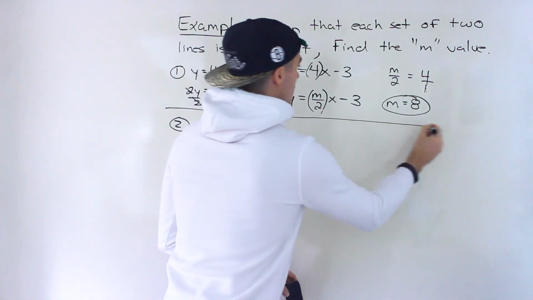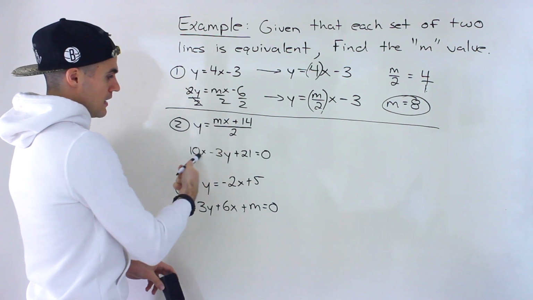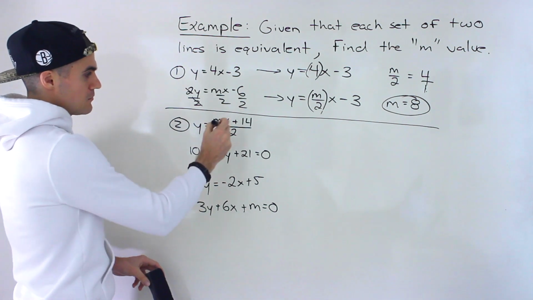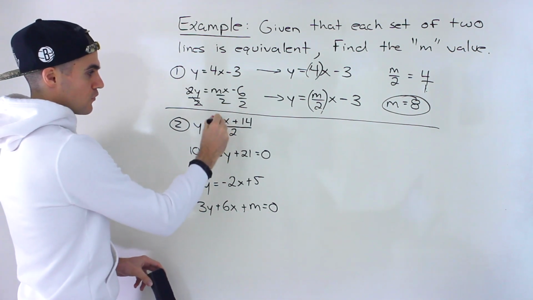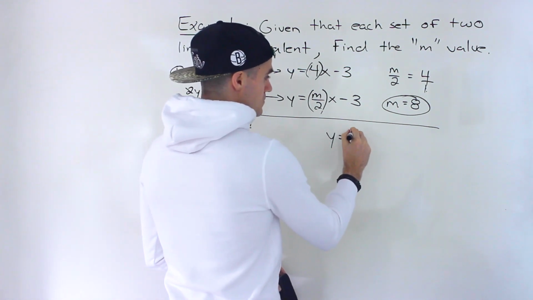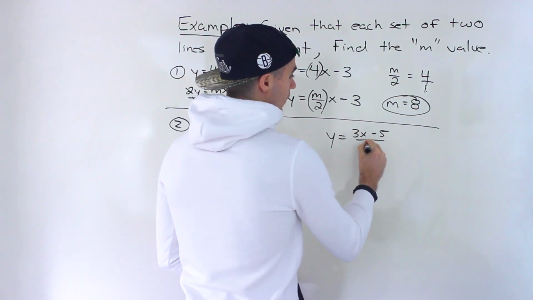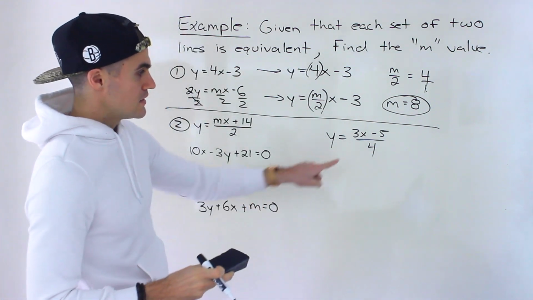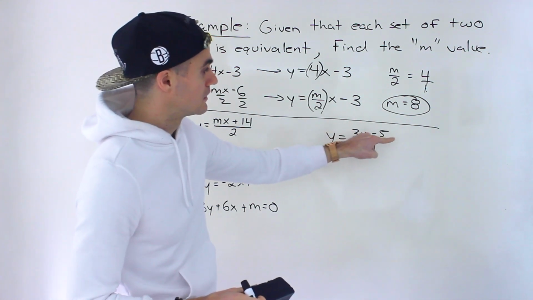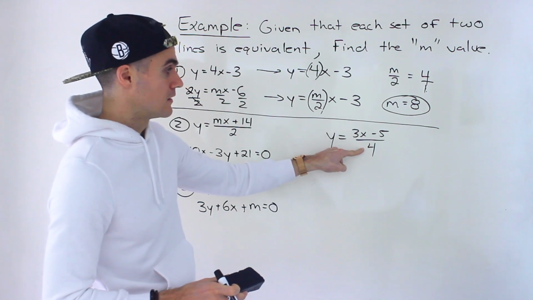Now moving on to number 2, we've got y equals mx plus 14 all over 2, and then we have 10x minus 3y plus 21 is equal to 0. Now you've got to be careful. Sometimes students get confused with this format. Before we get into solving for the m value, I just want to talk about this format. Let's say you've got something like 3x minus 5 over 4, for example. Even though it doesn't look like it, this is actually a line.